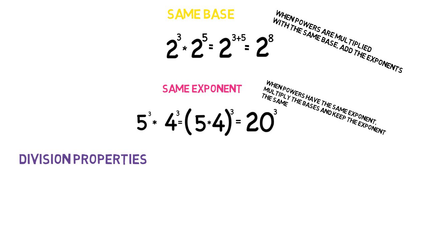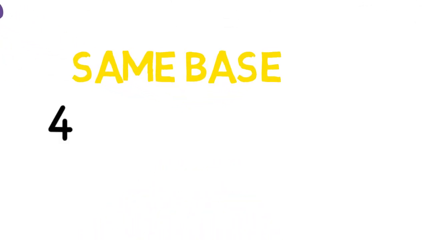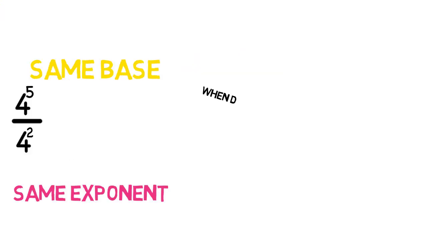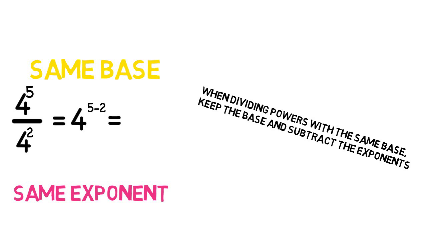Our next set of properties are our division properties. Again, we have the same base property and the same exponent property. Now for the same base property, again, we'll have the same base, so 4 to the 5th over 4 to the 2nd, but we will be subtracting our exponents when we divide powers with the same base. So 4 to the 5th over 4 to the 2nd power would become 4 to the 5 minus 2, which is equal to 4 to the 3rd power.